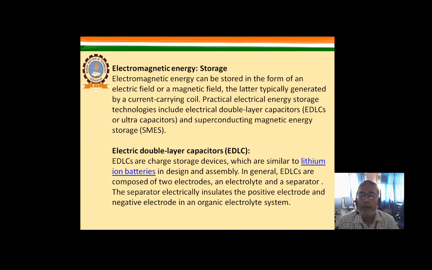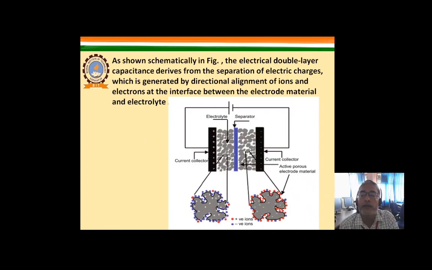Now what is an electric double layer capacitor, that is EDLC. EDLCs are charge storage devices which are similar to the lithium ion batteries we use in our homes in design and assembly. In general, EDLCs are composed of two electrodes, an electrolyte and a separator. The separator electrically insulates the positive electrode and negative electrode in an organic electrolyte system.